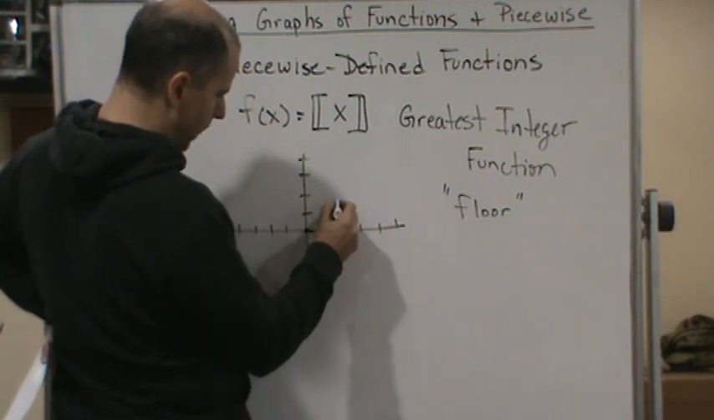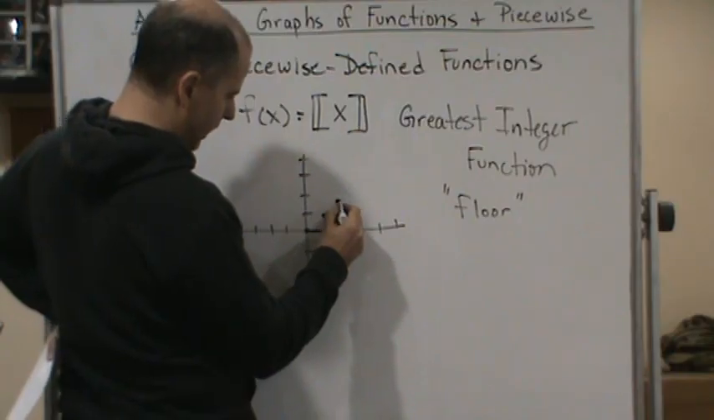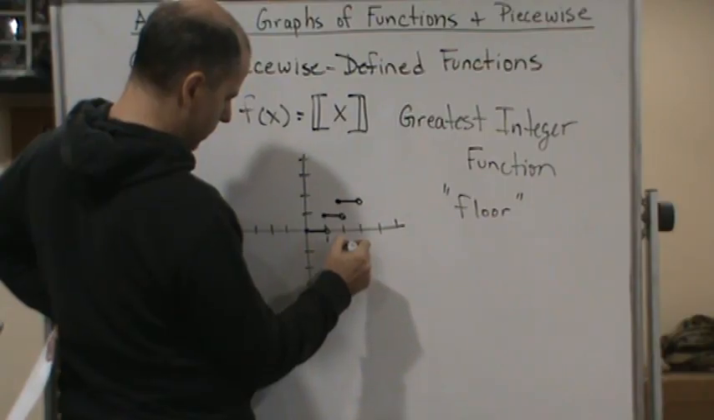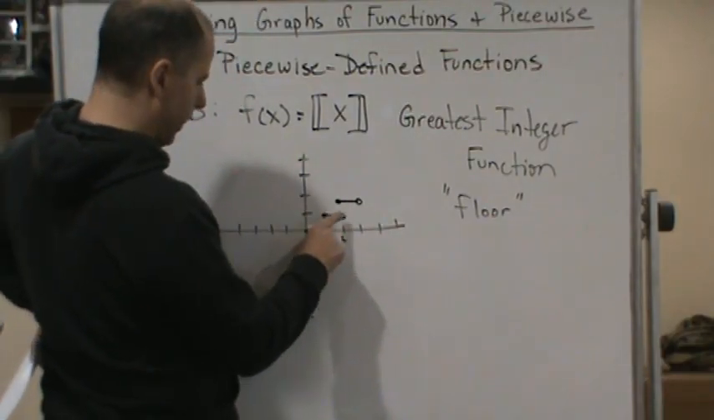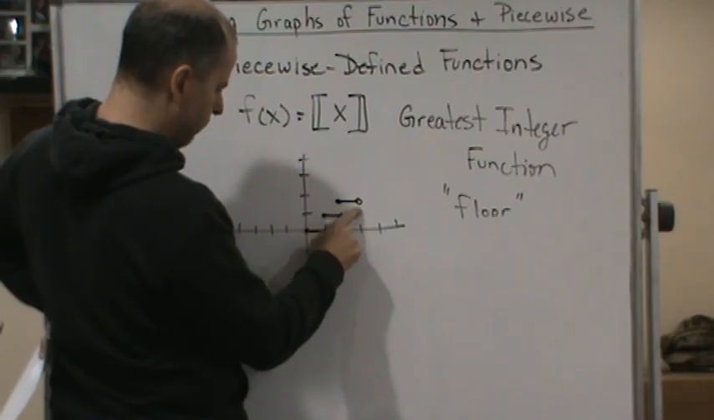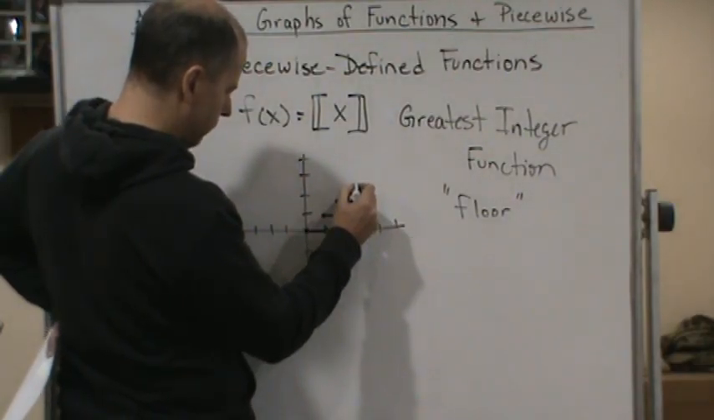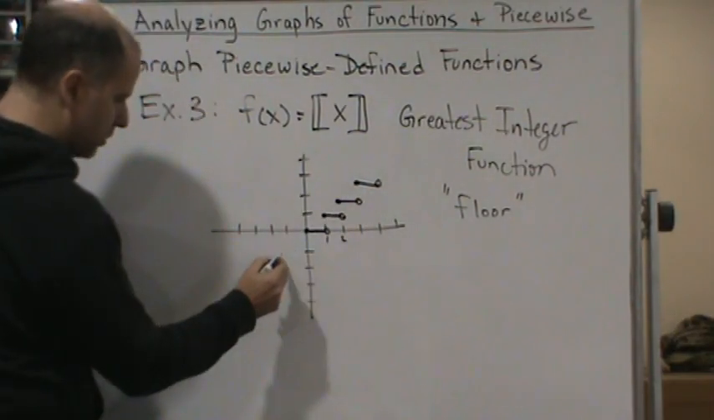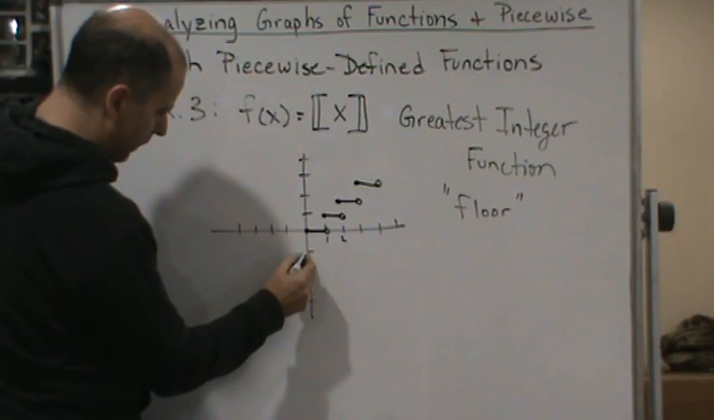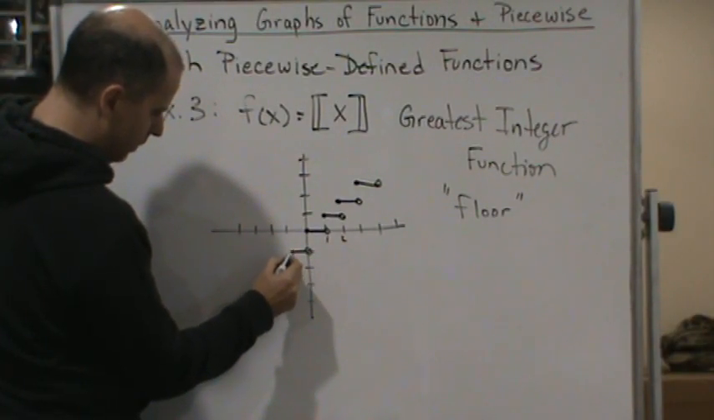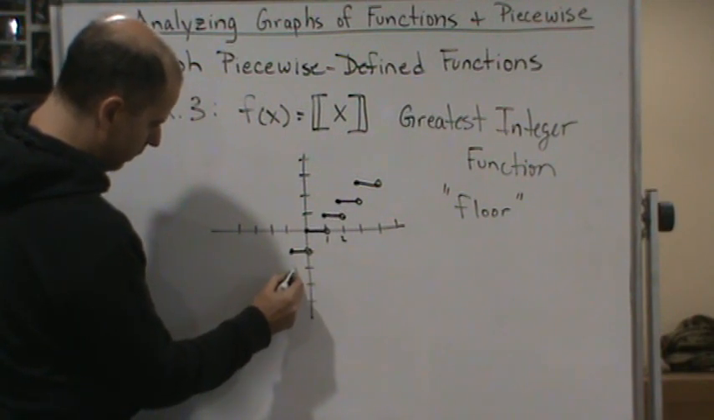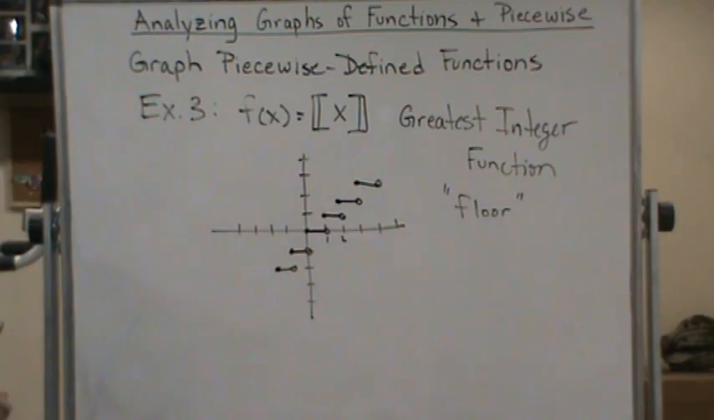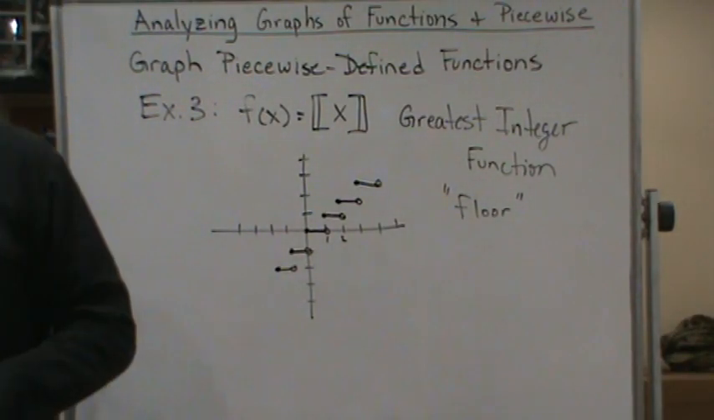And as soon as I hit 2, I'm going to jump up to 3. And I'm going to be at 3 until I get to 3. Did I do that right? No, I'm going to be at 2. I'm sorry. I'm going to be at 2 until I get to 3, and then it's going to jump up to 3. Okay? And then I can go backwards too. So here it'll be open, and then I'm going to have open. And it's going to look like that. So that's why we call it a step function.